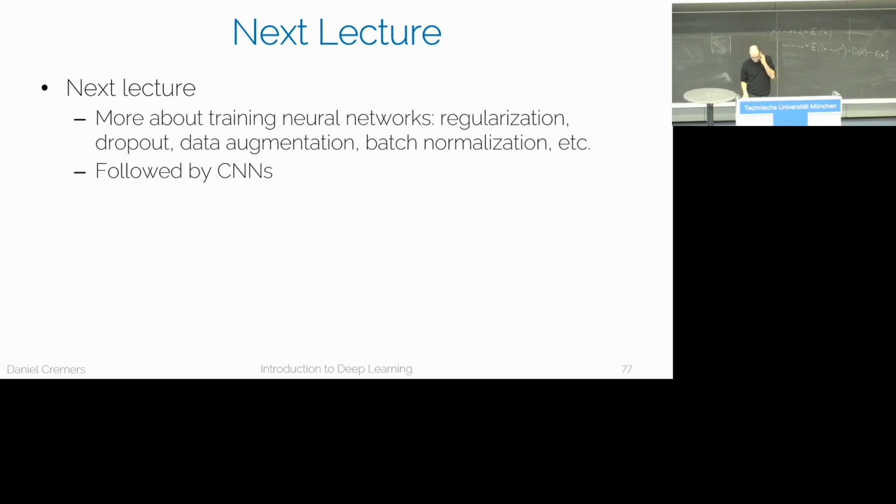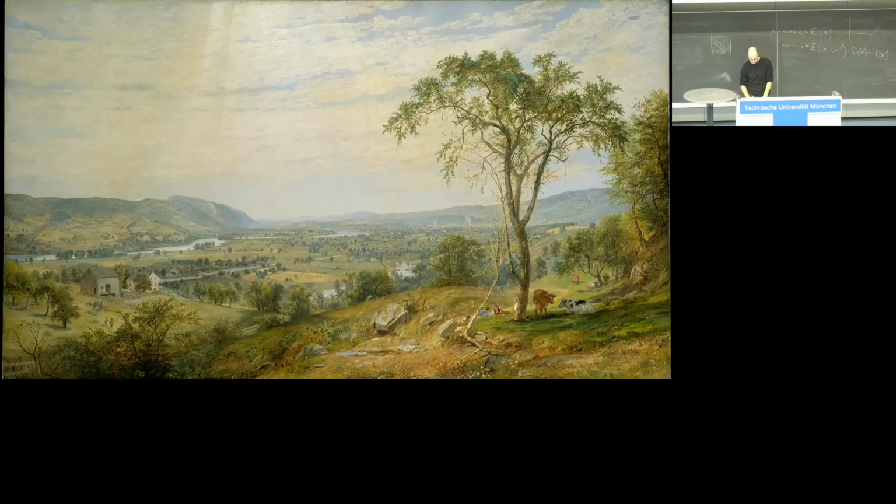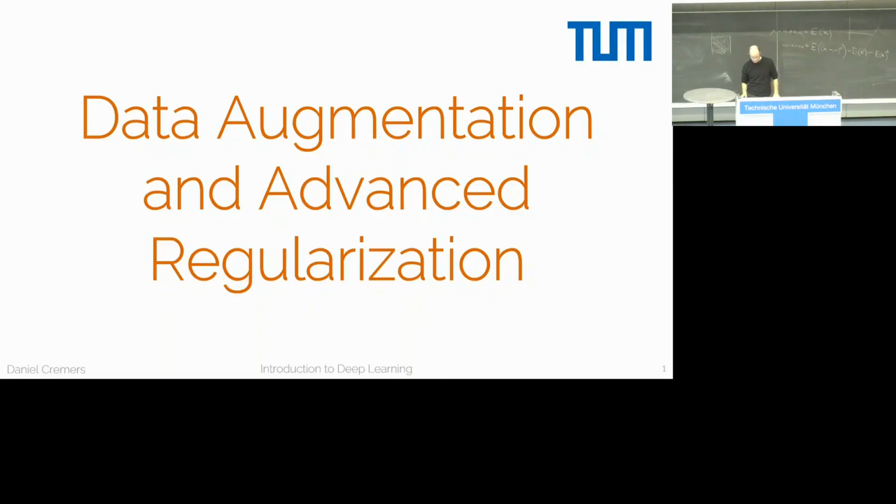The next lecture is more about training neural networks, about regularization, dropout, data augmentation, batch normalization, etc. And then there'll be more on convolutional neural networks. And that brings me to the next lecture, which is called Data Augmentation and Advanced Regularization. Why? Because we already talked a bit about regularization and we want to talk more about it. Yes?